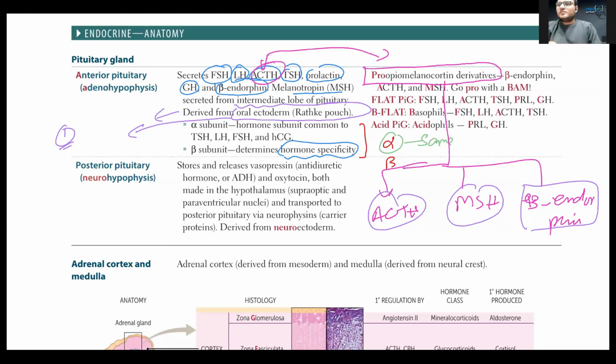In summary, when there is creation of ACTH, they will always produce the MSH and beta endorphin at the same time. Okay, the processing of ACTH is also creating MSH and beta endorphin. This is a summary of our topic.